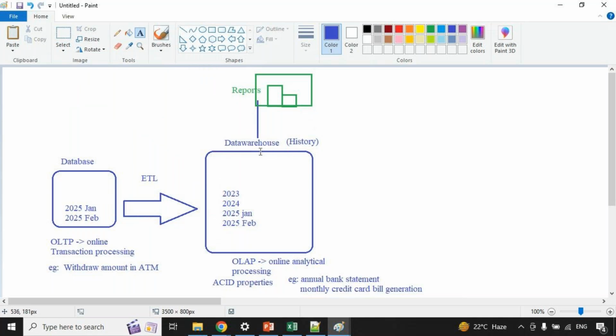So this is the data warehouse. From the 1980s until around the 2000s, people were using the data warehouse. Now what happened is the data is increasing more.